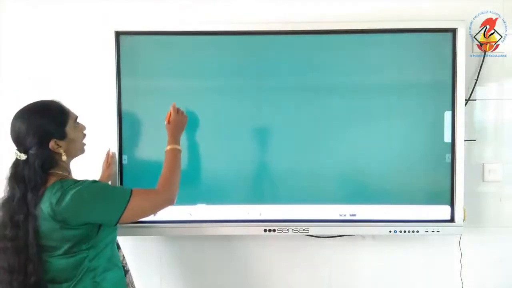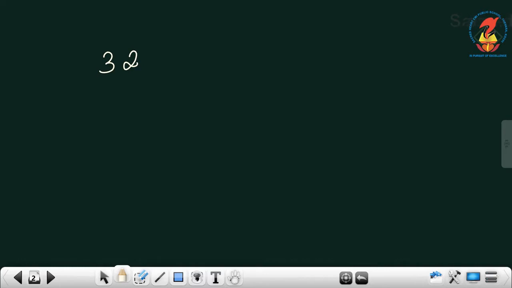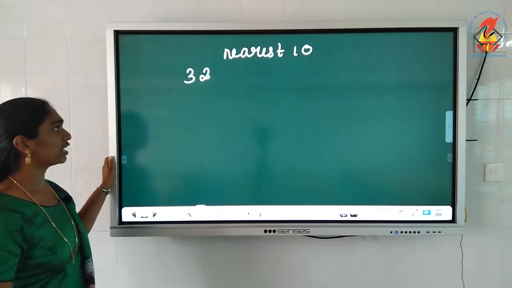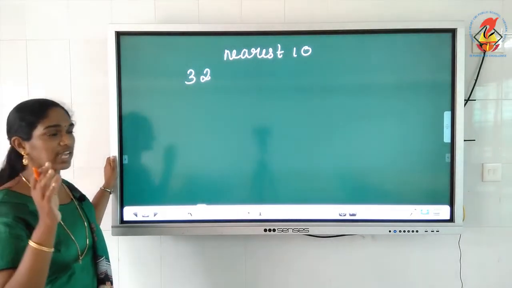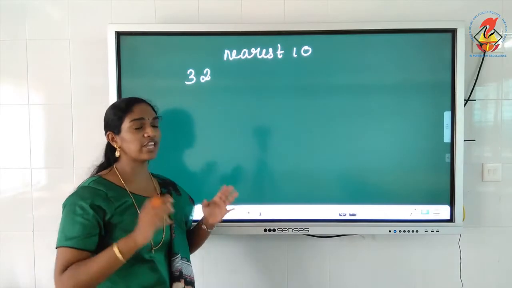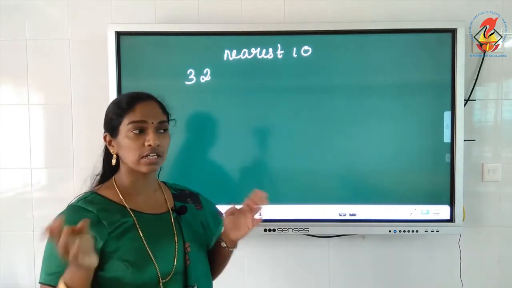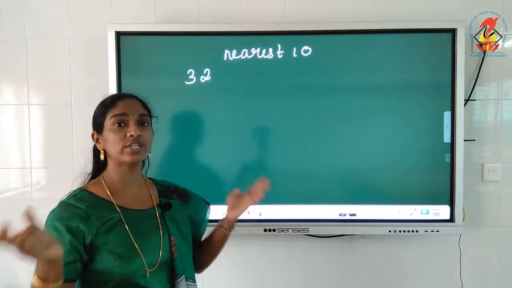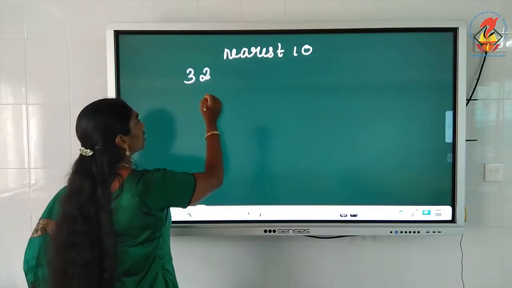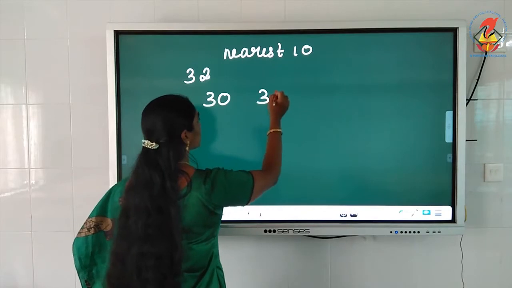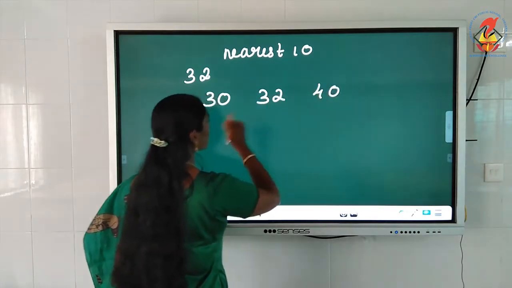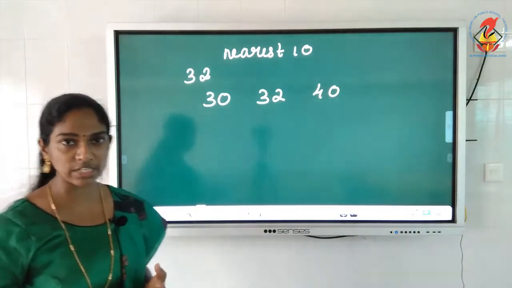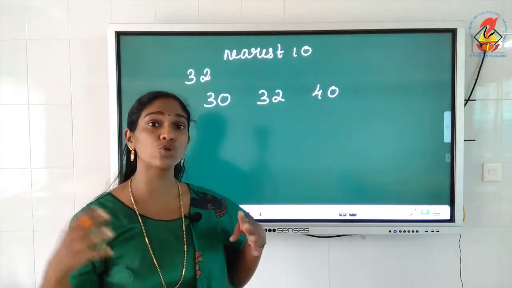Suppose I have a question: 32. My question is, round to the nearest 10. First, I have to decide: 32 comes between which two tens? 32 comes between 30 and 40. 30 and 40 come in the tens table. That is why I asked you, 32 comes between which two tens?